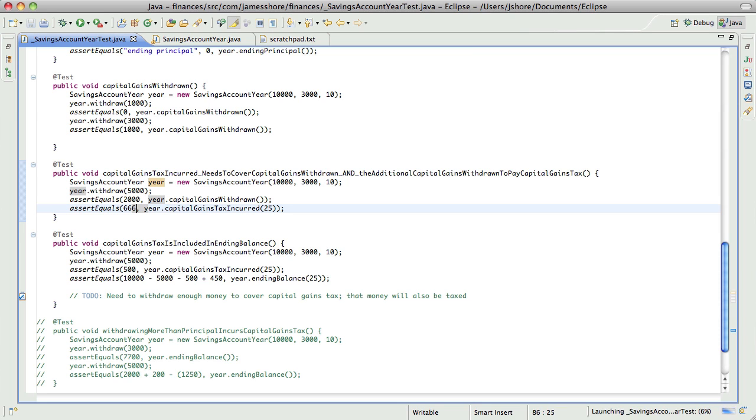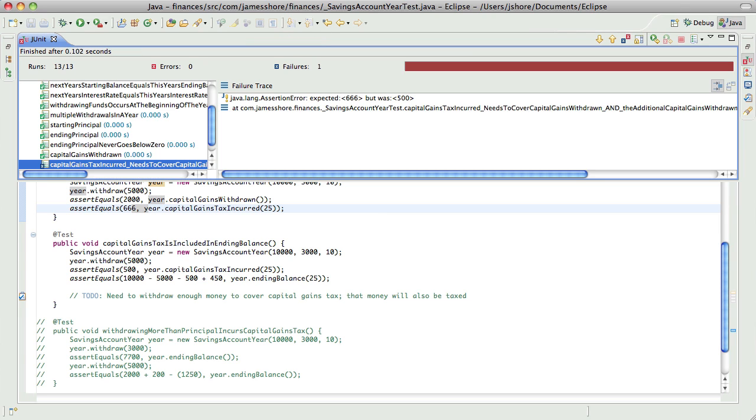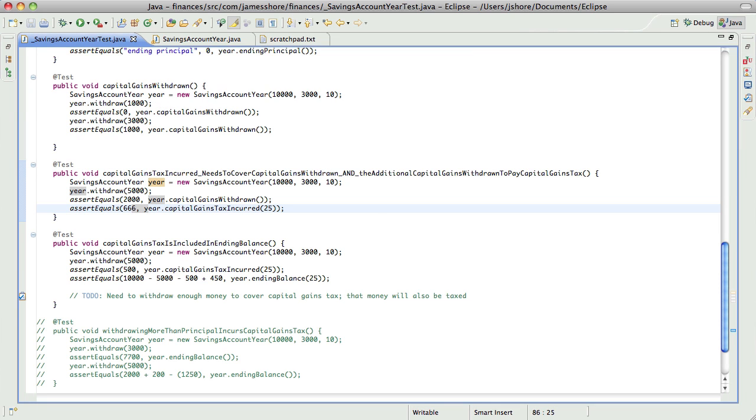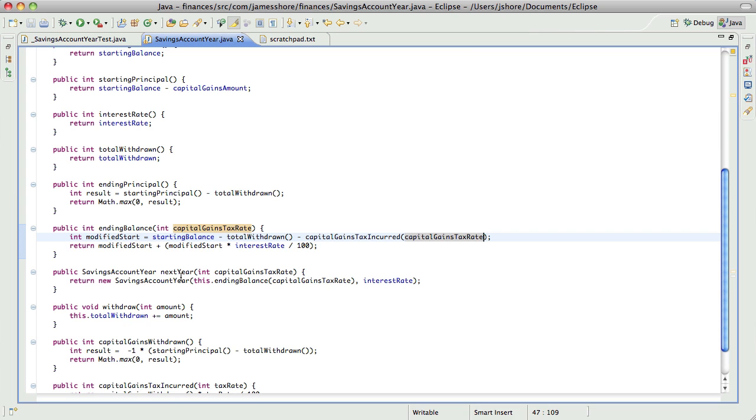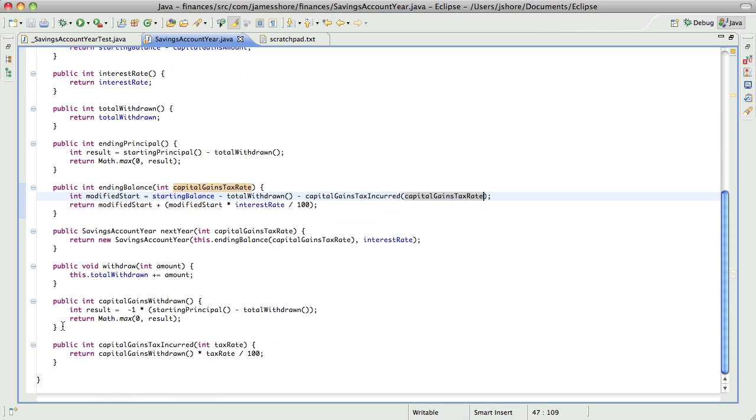So let's run that test. Everything's got to swap in. There we go. Expected 666, was 500. So let's fix our savings account year calculation. Capital gains tax incurred is going to be capital gains withdrawn divided by 1 minus the tax rate. Oh great, here we go again. 100 minus the tax rate.